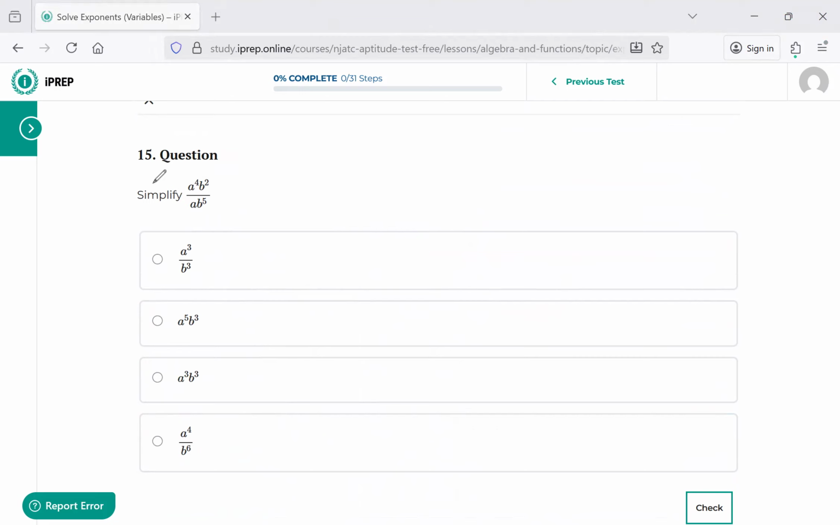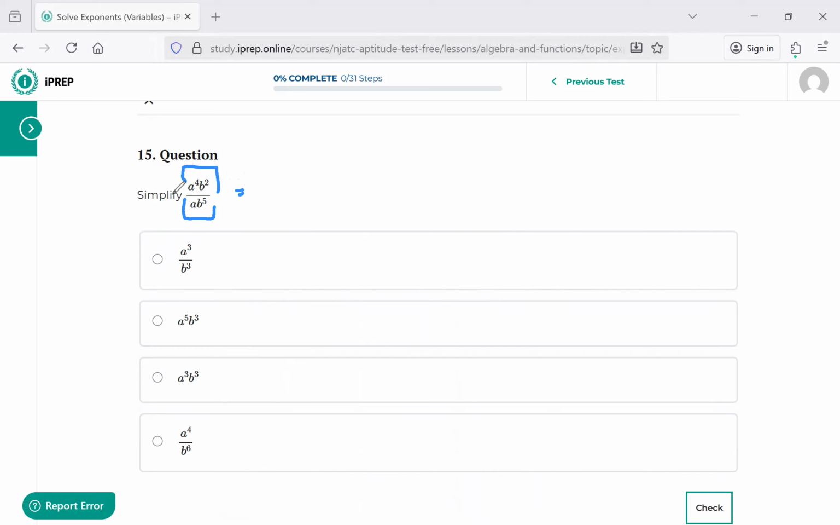Let's do question 15. Simplify. We have a fourth b squared over a b fifth. So this one's kind of tricky, but it's doable. On the numerator, when you're dealing with a fraction, always see if you can simplify the numerator. So we have a fourth b squared. Can we simplify them? No, we can't. Why can't we? Because they're different letters, right? What about the bottom? Can we simplify these? No, we can't because they're also different letters.